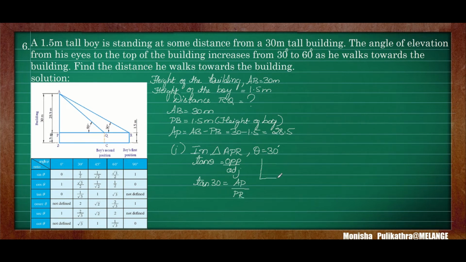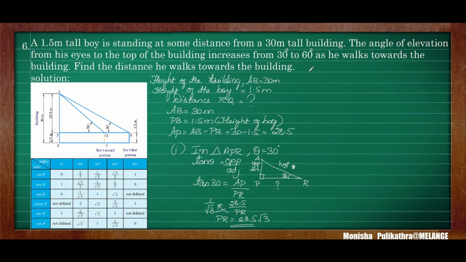Here only this much of the triangle is used: A, P and R. Here AP is 28.5, which is the opposite side, because the angle here is 30 degrees and this is 90 degrees. We need to find out the value of PR. So from the chart, tan 30 is 1 by root 3. So 1 by root 3 is equal to AP, 28.5, by PR. By cross multiplication, we will get PR is equal to 28.5 root 3.